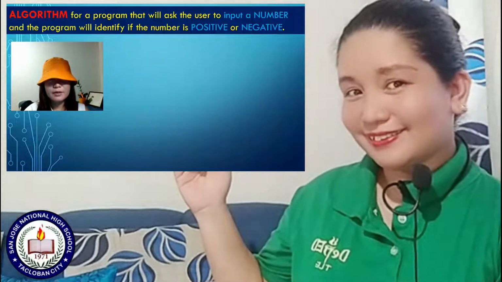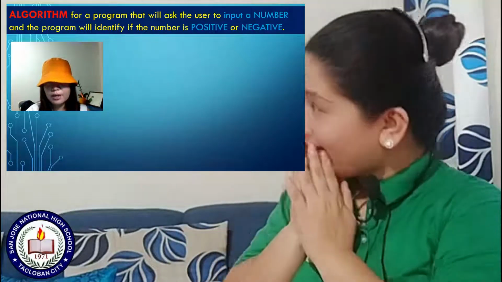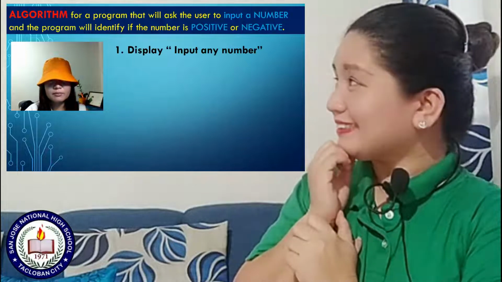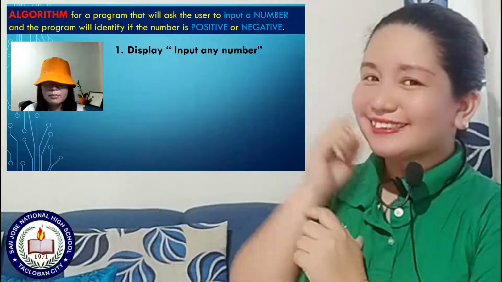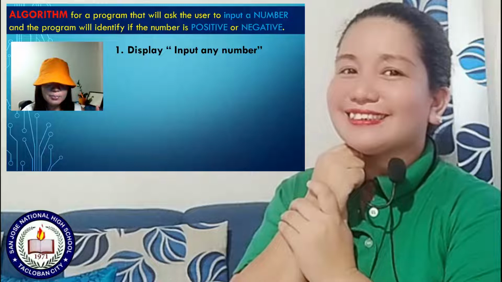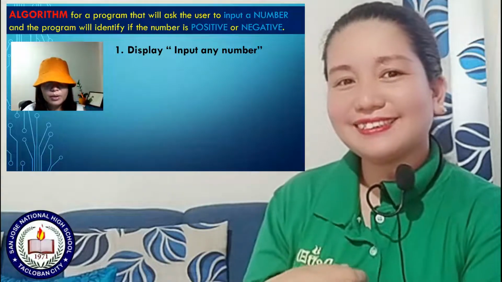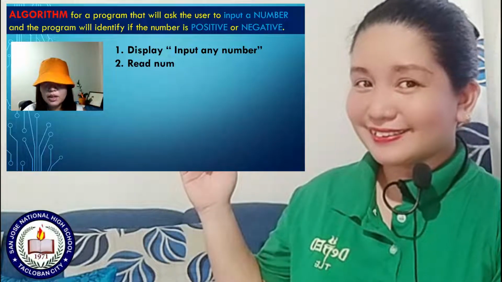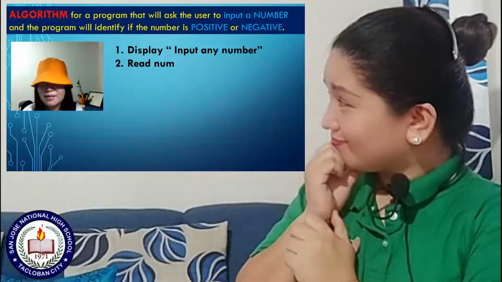Okay, so this is how to make an algorithm for a program that will ask the user to input a number, and the program will identify if the number is positive or negative. So how are we going to do this? First, you are going to write down: display any input number. So step 1 of your algorithm is display any input number, meaning the program will display this text, input any number, and the user will input any number. Next, read number, meaning the program will read the number that is input by the user.